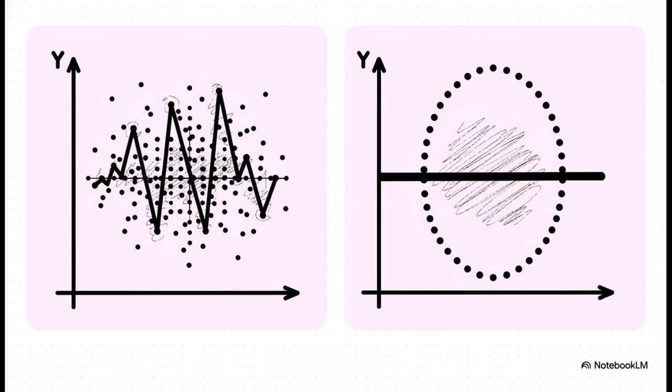On the flip side is underfitting. Here, the model is simply too basic to capture the real pattern at all, and it performs terribly even on the data it trained on. This is like the student who just didn't study at all.